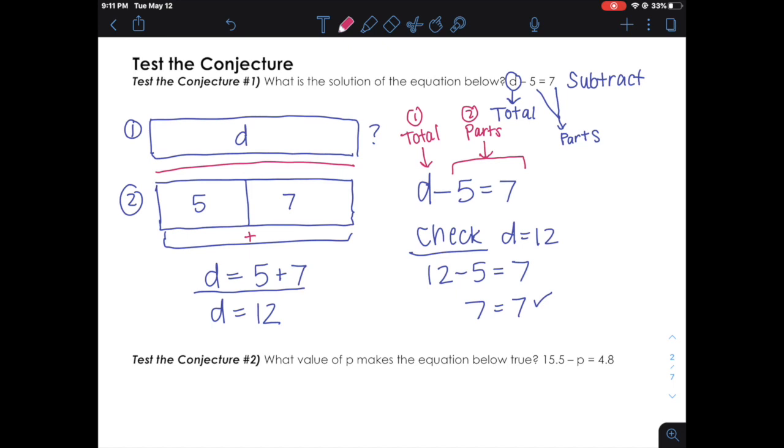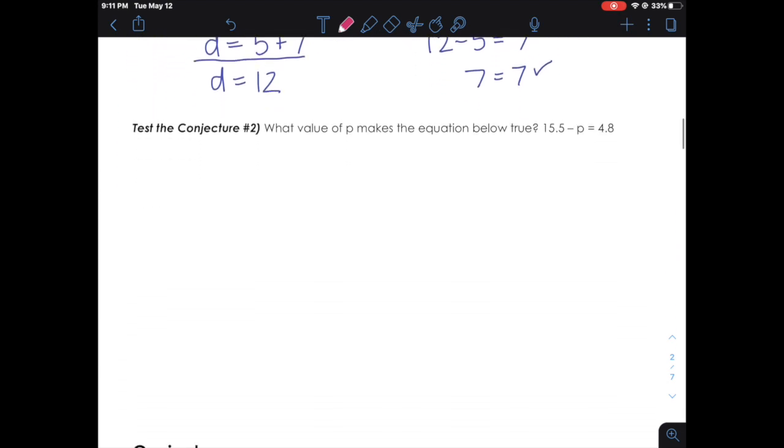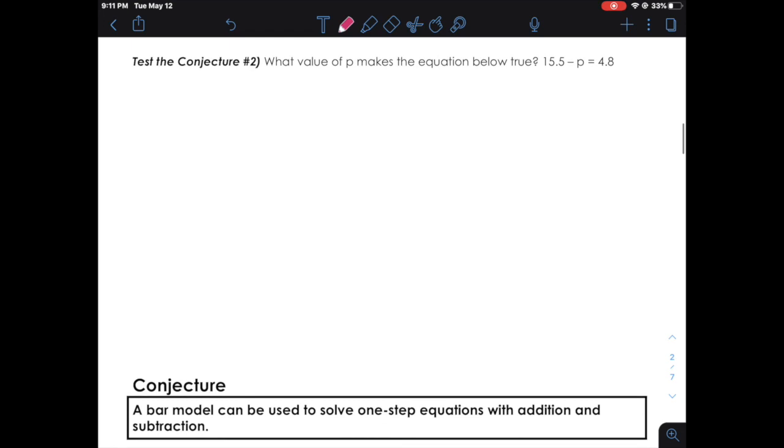So is our conjecture still true? Did we draw a bar model, and did it help us solve this one-step equation? It did. So let's move on to number 2. Test the conjecture number 2 says what value of p makes the equation below true? So I'm going to rewrite it again. We have 15.5 minus p equals 4.8.